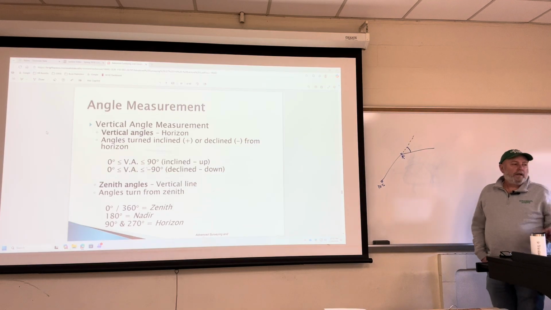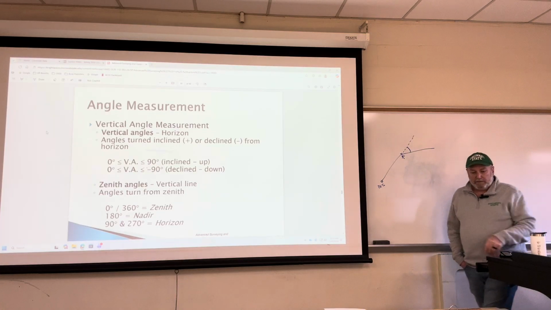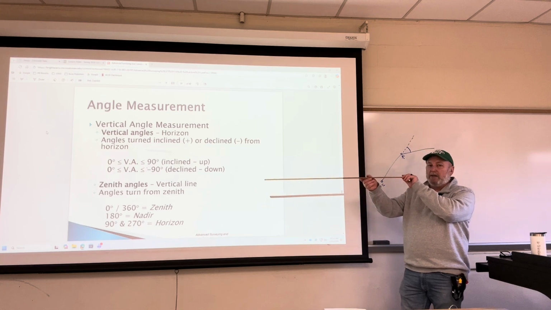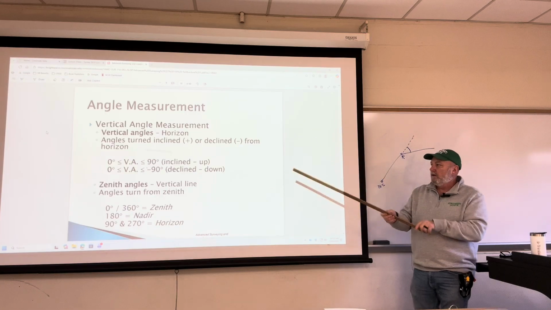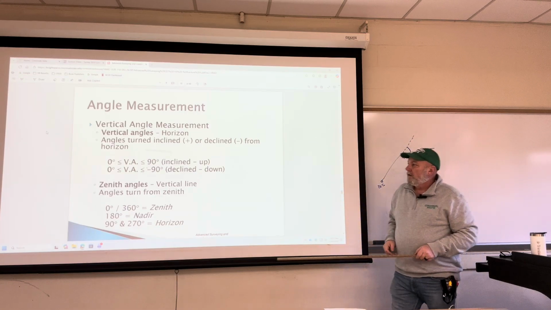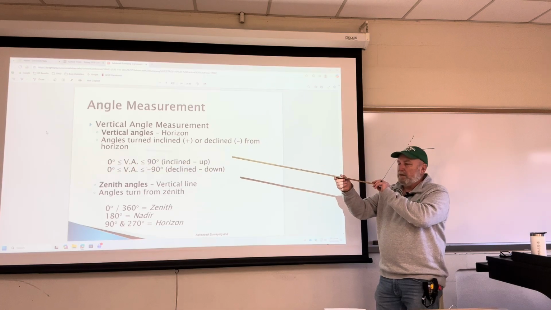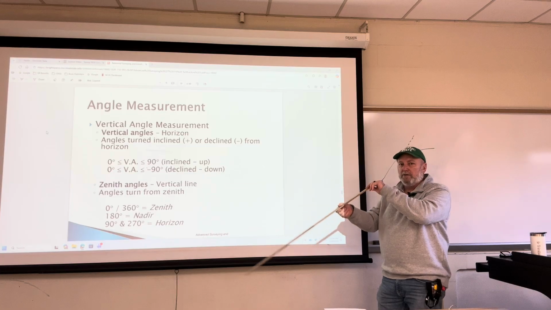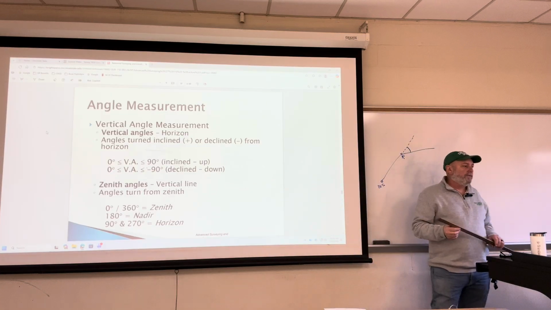Again, our vertical angles begin at the horizon. So say, for example, you set your reference backside, 0 degrees is going to be on the horizon, and you measure up or down. Typically, when you start at the horizon and go up, it's looked at as a positive angle. When you start at your horizon and go down, those vertical angles are looked at as negative.